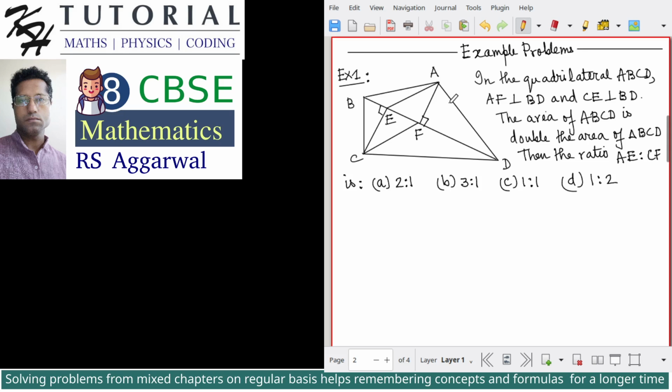Okay. So let's say the length of AF, the perpendicular on BD, be H1, and the length of CE, which is perpendicular to BD, be H2. So let AF equal H1 and CE be equal to H2.